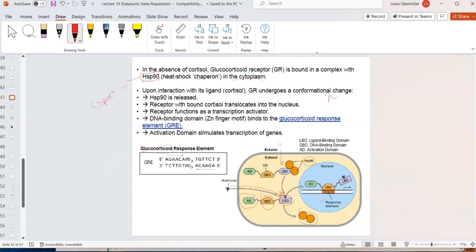It's showing you this is that response element. So, this would be the hormone response element, like it would be called an estrogen response element if it responded to estrogen, or a testosterone response element if it responded to testosterone, and so on. And then this is the activating domain that's going to interact with the polymerase to turn the gene on.